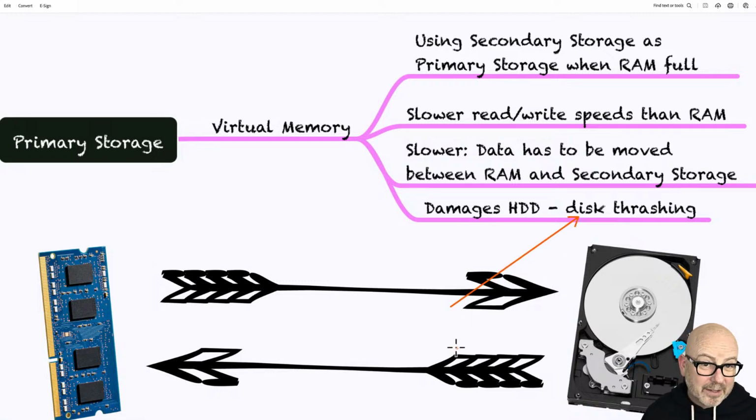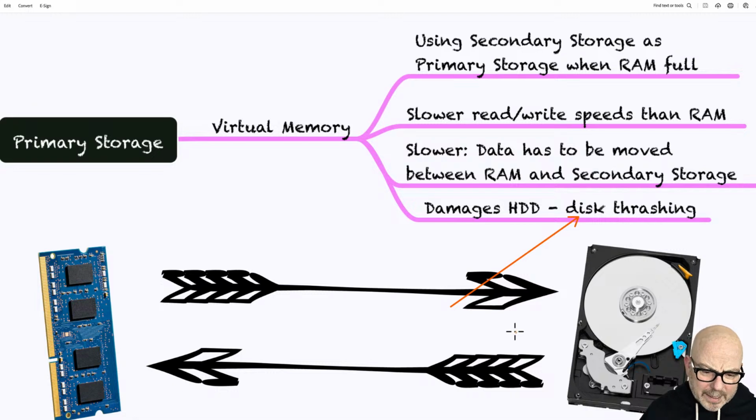So disk thrashing, if they get into virtual memory and ask you a sort of long, complex question on that, they'll ask about the damage that it causes. It's called disk thrashing, which is when you read and write too many times, and it's the writing that causes the damage to your storage device, your storage medium. So that's why ideally you buy enough RAM in the first place.